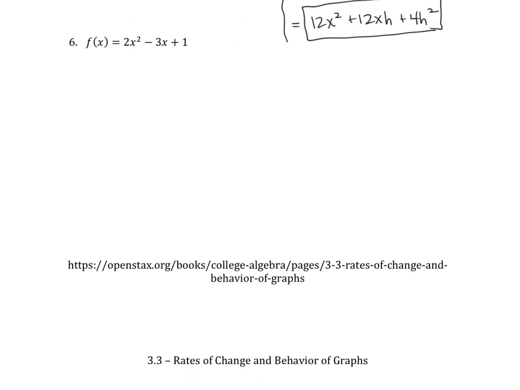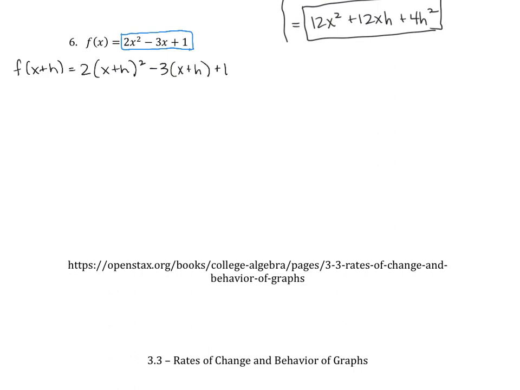So first, I realize that I have my f of x. That's always given to me. Now I need to find my f of x plus h. That's what you always do first when you're doing the difference quotient. So everywhere you see an x, you've got to plug in x plus h.